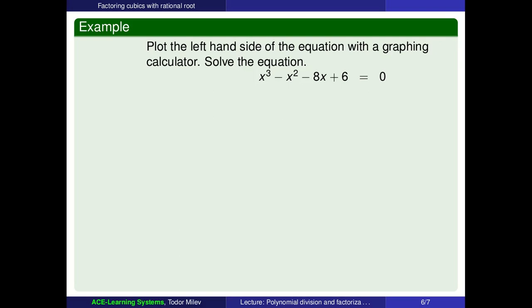This example again asks us to solve a cubic equation. Again, the example asks us to use our graphic calculator as an aid to our computation. However, as we're going to see, this problem is going to be quite different from the preceding one, despite the fact that the two look very similar.